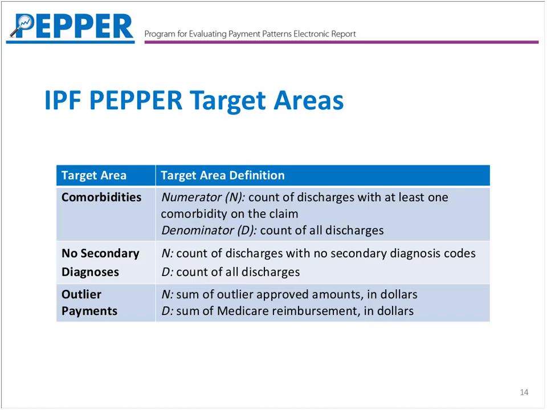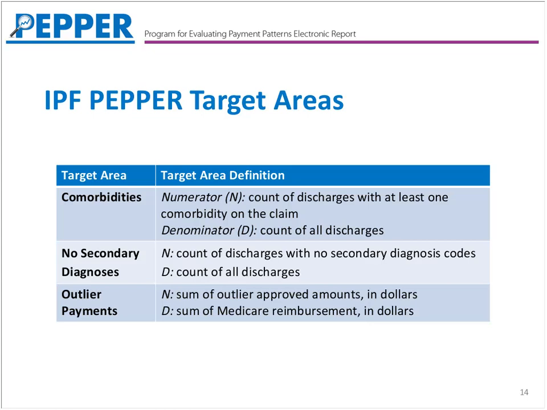The outlier payments target area, here we're calculating the percentage of total Medicare reimbursement comprised by outlier payments. So this is based on dollars. IPFs that have a high percentage of dollars comprised by outlier payments might wish to look at those cases, at their outlier payments, to ensure that care was medically necessary and that the claim was correctly submitted. You also might want to check out your admission and discharge policies in conjunction with this review.